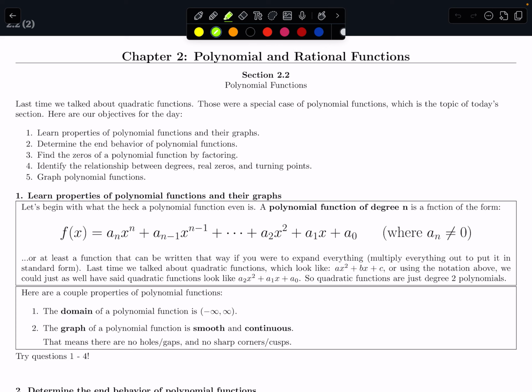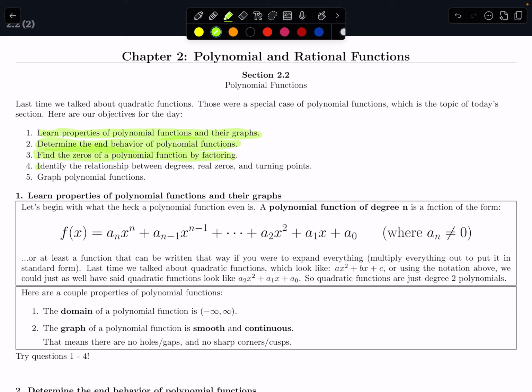So here's what we're learning today. Number 1, properties of functions that are polynomials and their graphs. And then number 2, how to determine the end behavior. In other words, what happens when x gets towards negative infinity or positive infinity. Number 3, how to find the zeros by factoring, also called the roots.